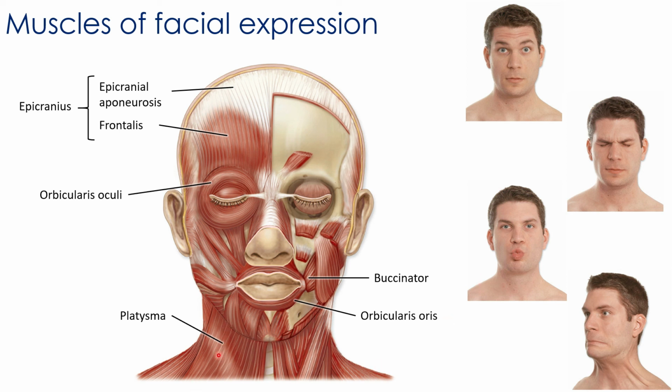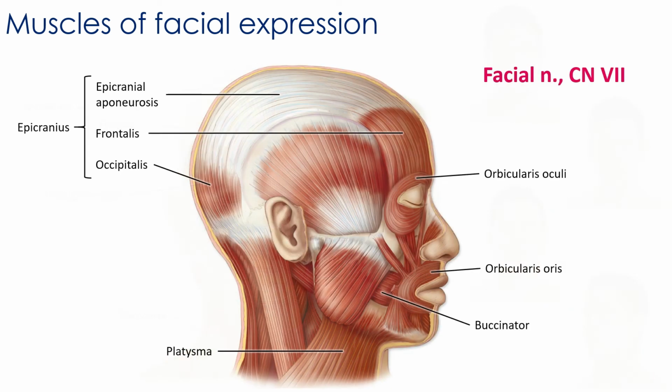The platysma tightens up the skin around the neck, like this very strange looking picture here on the lower right. And also the buccinator. The buccinator is a muscle that compresses the cheeks, as you would if you were either holding food in place or if you were playing a wind instrument, for example.